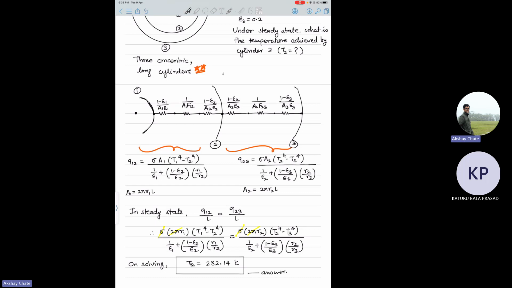Similar problem can be framed with, instead of cylinders, I can put spheres and then ask you to find the temperature of the middle cylinder or outer cylinder, whatever. So this is a problem with cylinders, but I can frame the same question with spheres also. And you just have to, this R1 by R2 term will have R1 by R2 whole square in that case. So just keep that in mind and you'll be fine.